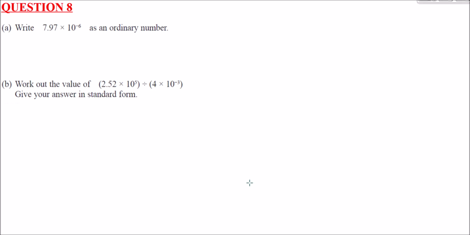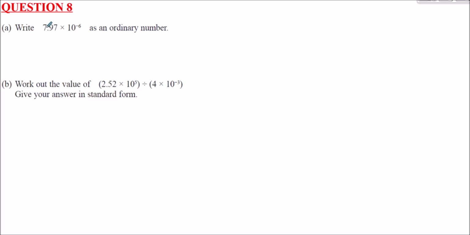Question 8, standard form. Write 7.97 times 10 to the minus 6 as an ordinary number. Because that power of 10 is a negative, it's going to be a really, really small number. If that were 10 to the positive 6, it'd be a really, really big number. This power here, whether it be a plus or minus, tells us how many places and in which direction this decimal point moves.